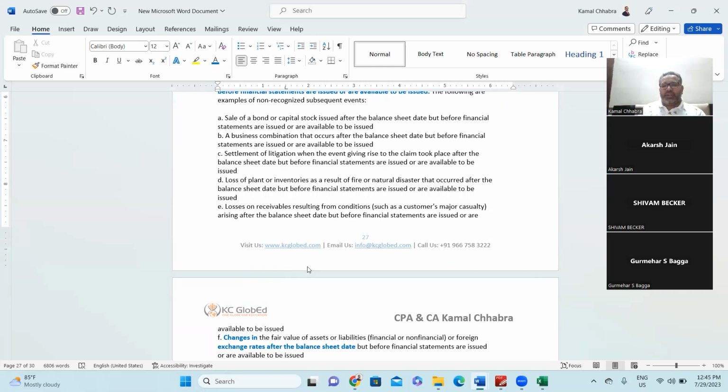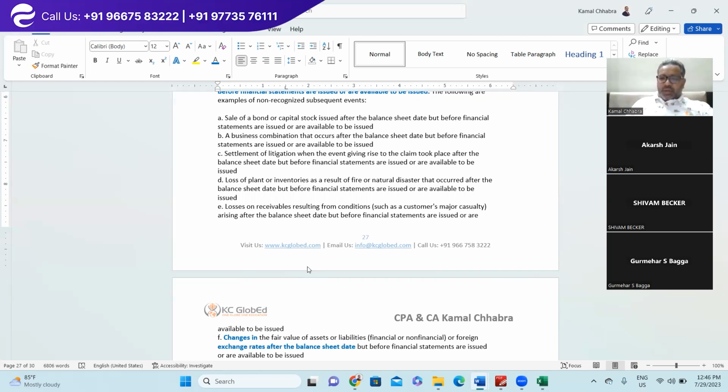Any business combination, that is merger or acquisition, happening in the month of January, right? So those you can give in the subsequent event disclosure, that the company is going for a merger or acquisition, and that may be the high level impact of it, but you might not be recording any journal entry for the same, right?